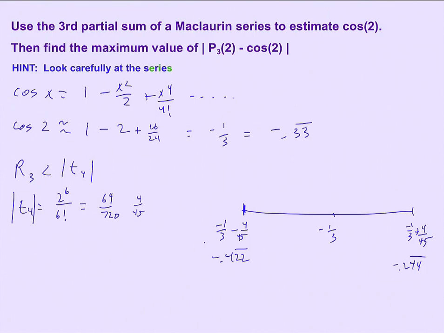Hopefully that gives you some sense of what the idea of an error bound is for. And in the next video, we'll take a look at what we can do when the series is not alternating.